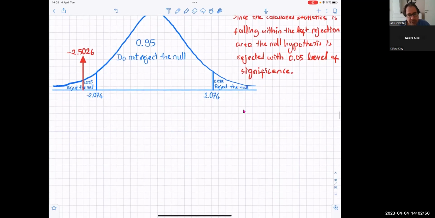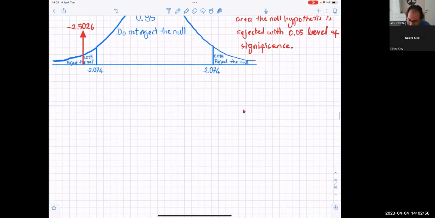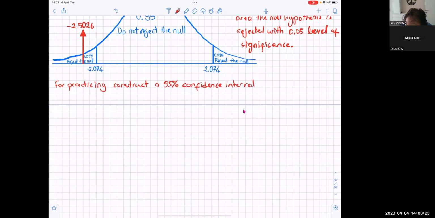And you can also try to establish the 95% confidence interval yourself, for practicing. Construct a 95% confidence interval for the mean difference mu1 minus mu2 yourself.